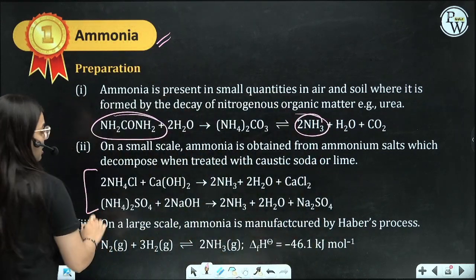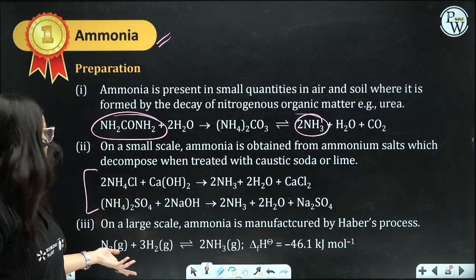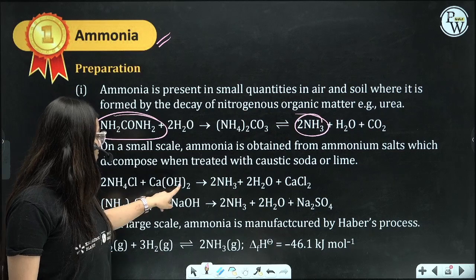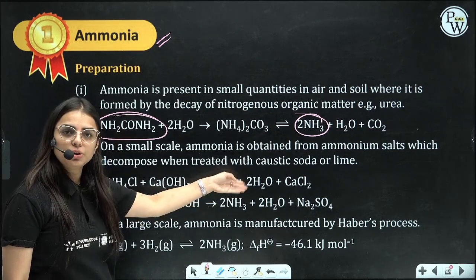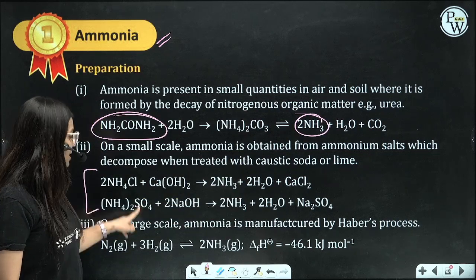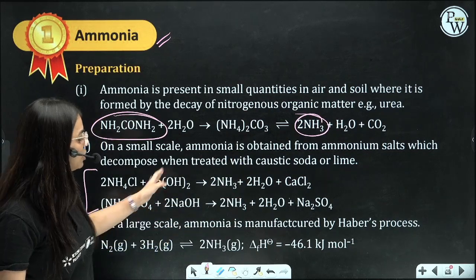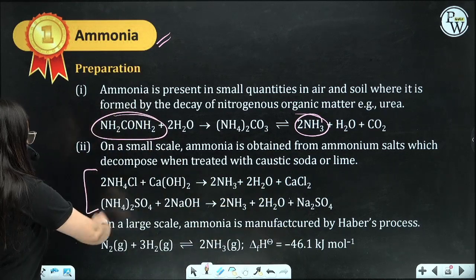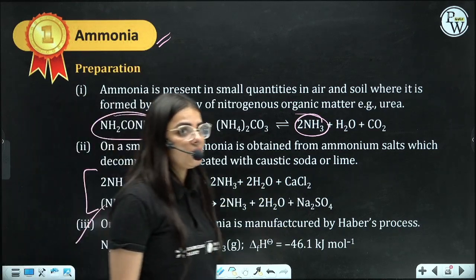Moreover, you can obtain ammonia from the ammonium salts, right, which can decompose. How? NH4Cl will react with Ca(OH)2. It will produce ammonia, water, and CaCl2. Similarly, if you have (NH4)2SO4 plus NaOH, it will again split into ammonia, water and Na2SO4. So these are the productions of ammonia, and also the Haber's process that we have just understood in the chemical properties.